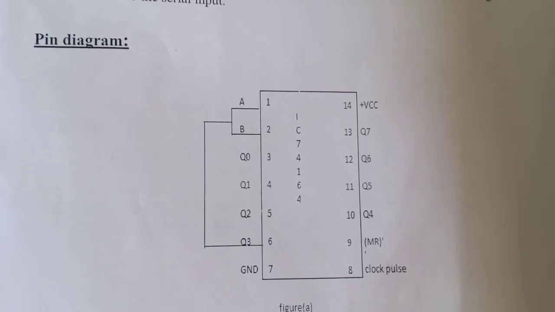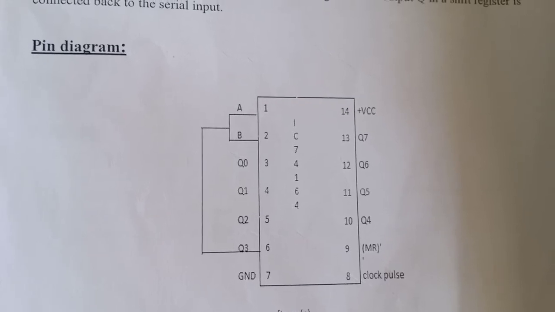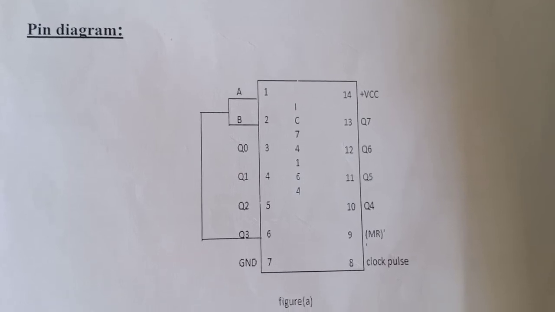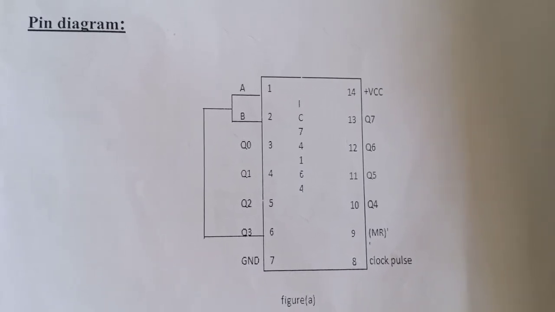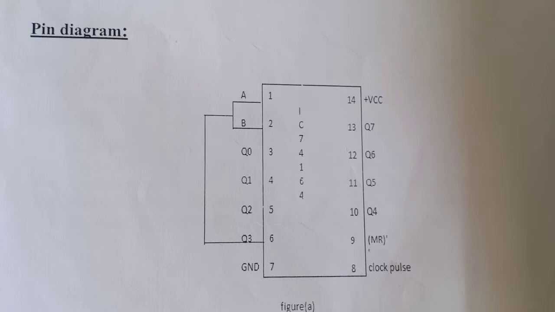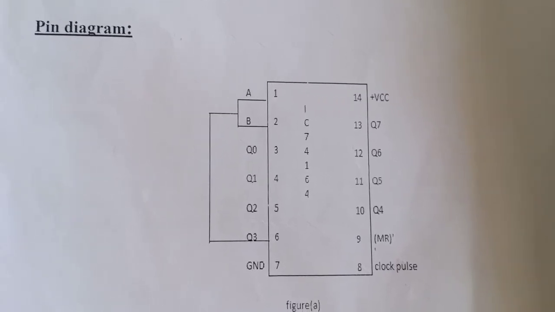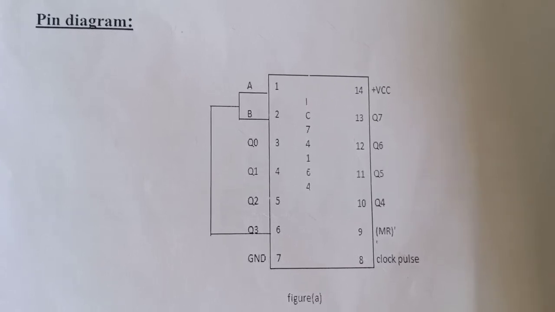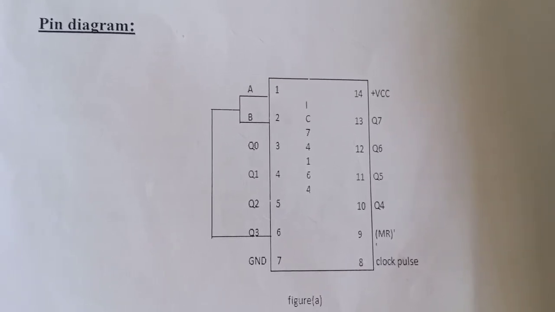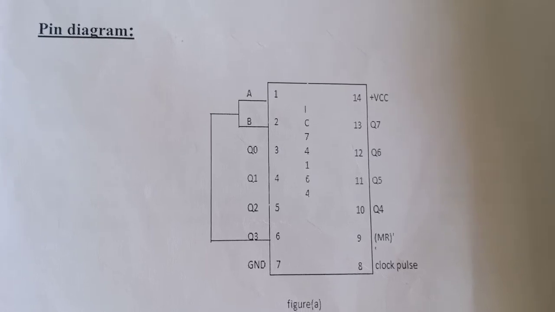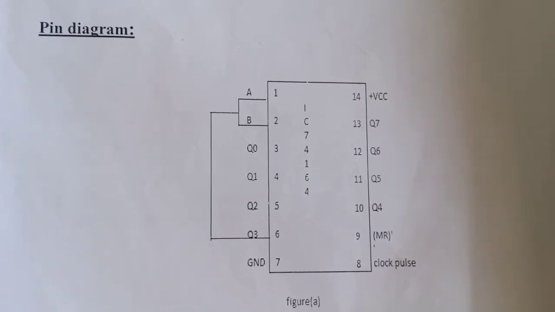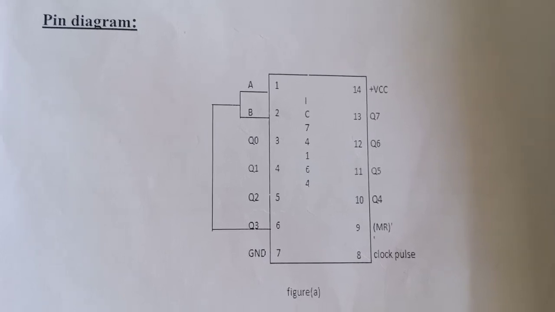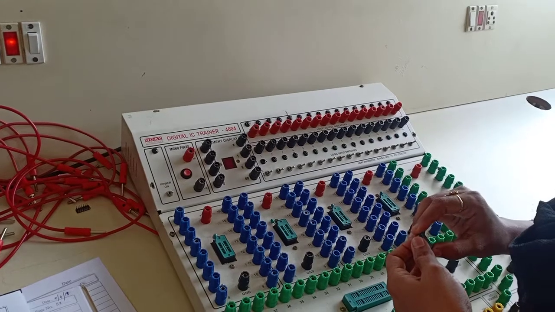Pin numbers 10, 11, 12, 13, that is the remaining 4 output pins, are not being used, along with pin number 9. Pin number 1 and 2 are shorted, and pin number 6 is given to either pin number 1 or 2. And last, pin number 8 is given to the clock pulse, that is the external clock. Now we will see the demonstration on the digital trainer kit.